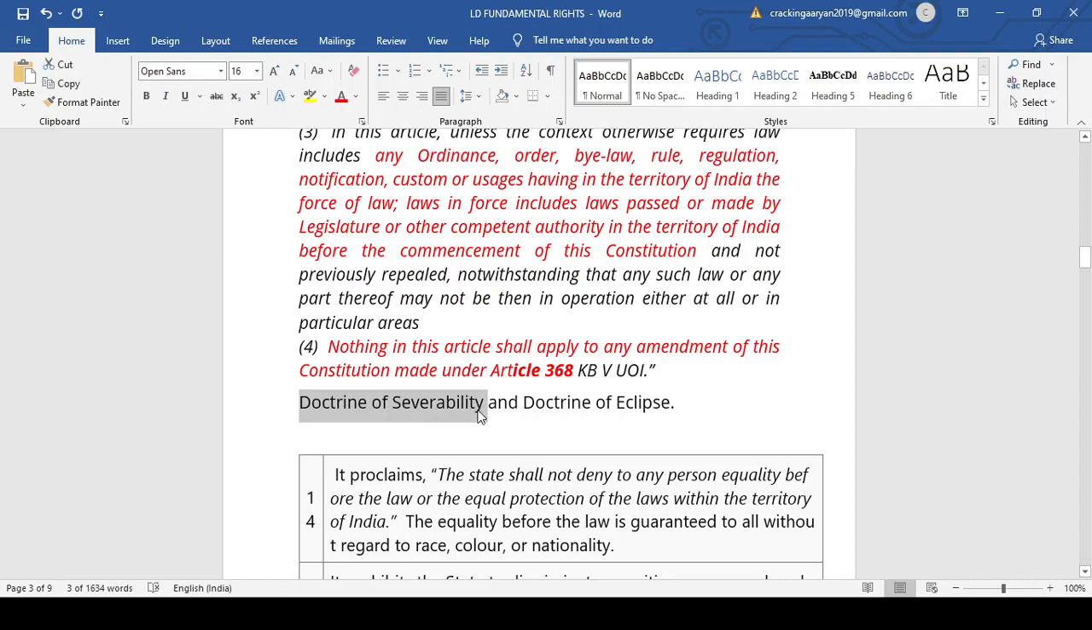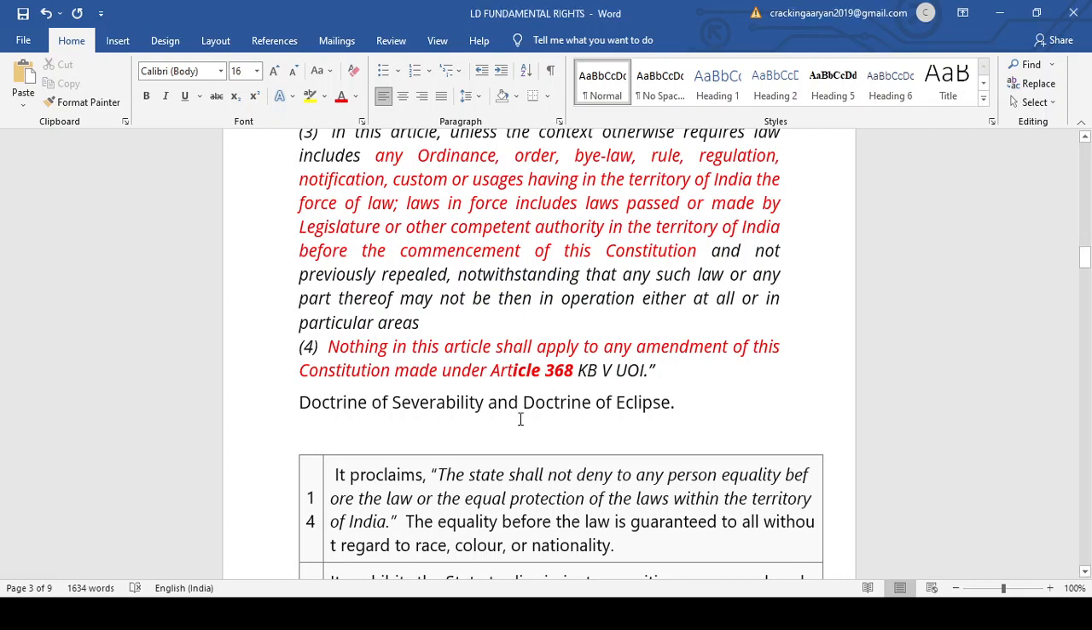The Doctrine of Severability came in the case of State of Bombay versus F.N. Balsara. That is a 1951 judgment of the Supreme Court. You don't have to remember the case. In State of Bombay versus F.N. Balsara, the Supreme Court held, guys, that whenever any petition is brought before the Supreme Court regarding the constitutionality of any law, because we know that Article 13 is telling that any law inconsistent with or in derogation of fundamental rights is void. Now, if a petition is brought before the Supreme Court that this law is in contravention to our fundamental rights, the Supreme Court will not make the whole law void. Only that part of the law will be made void which violates the Indian Constitution.